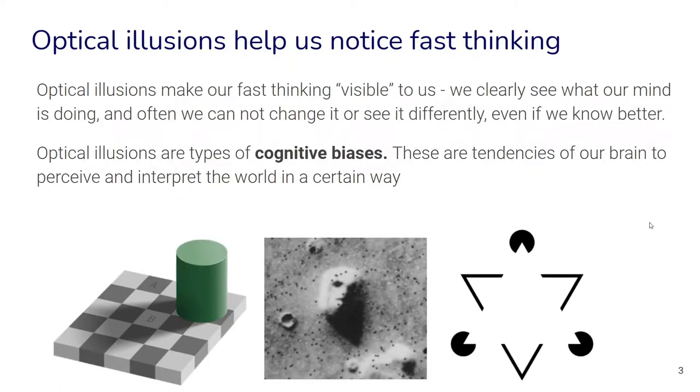And so optical illusions are a great little tool because they help make our fast thinking visible to us. We clearly see what our mind is doing, and often we also experience that we cannot change it or see it differently, even if we know better. And so optical illusions are really a type of a bigger concept, namely cognitive biases. These are tendencies of our brain to perceive and interpret the world in a certain way.